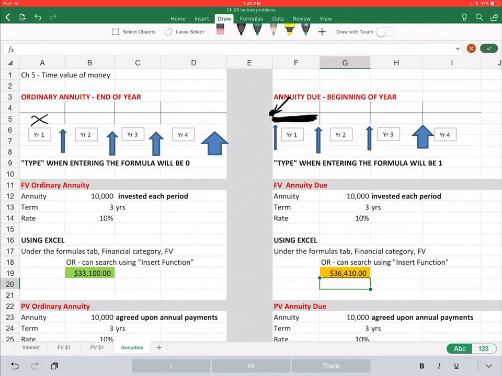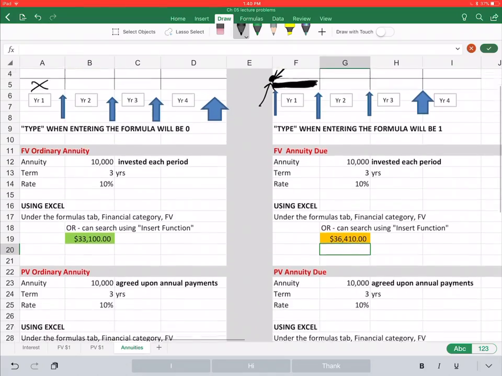And lo and behold, we see that we are able to earn a higher amount, right? The future value accumulates to a larger amount because we are investing that money at the very beginning. The very first $10,000 is happening on day 1. Therefore, we are earning a return on that $10,000 that we were unable to earn when we had an ordinary annuity. So the future value of those periodic investments was $36,410. So that's the future value.